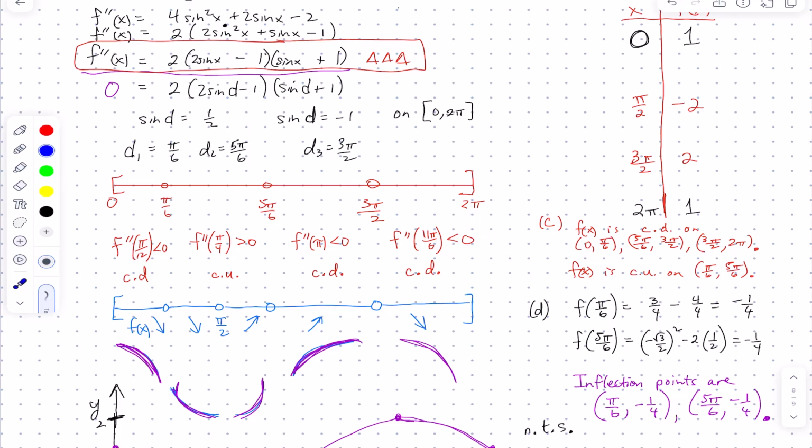Now, what does that mean? Well, label that this function is now concave down on this interval here. Okay, this function is now concave up on this interval here. The function is now concave down on this interval here. And now, right here, the function is concave down on that interval there.